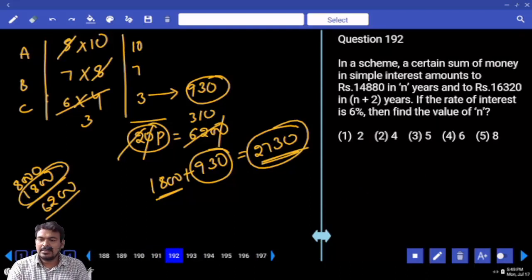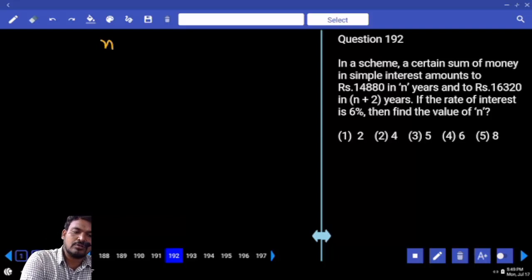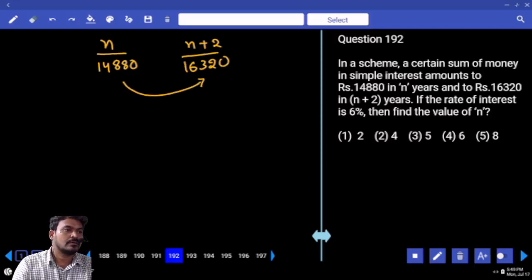Next, question number 192. In a scheme, a certain sum of money in simple interest amounts to 14,880 in N years, and 16,320 in N plus 2 years. If the rate of interest is 6%, find the value of N. What is the N years amount? 14,880. What is the N plus 2 years amount? 16,320. How many rupees are increased? 1440. Is that 2 years increased or only 1 year? 2 years. 2 years increased 1440. What is the 1 year increase?